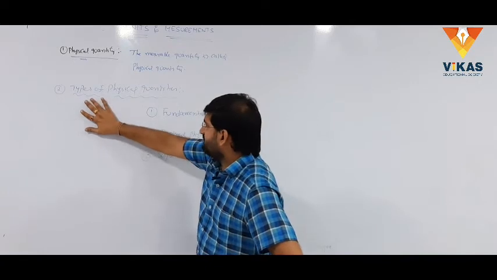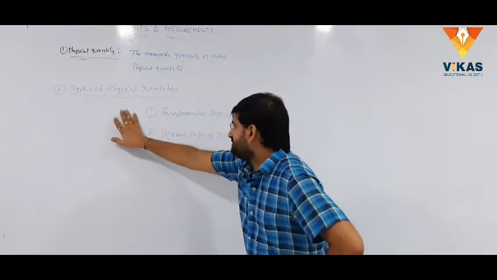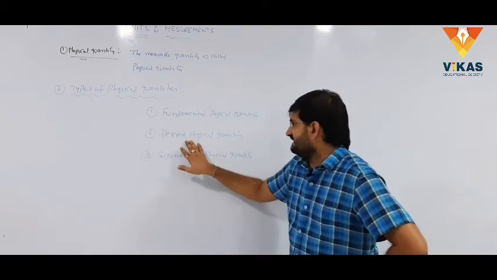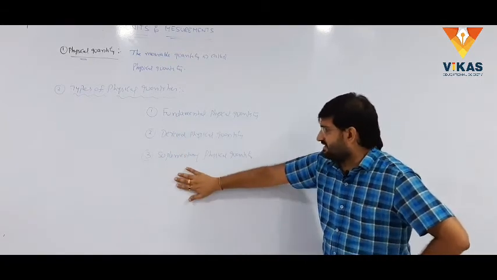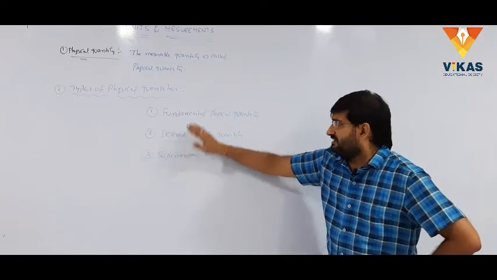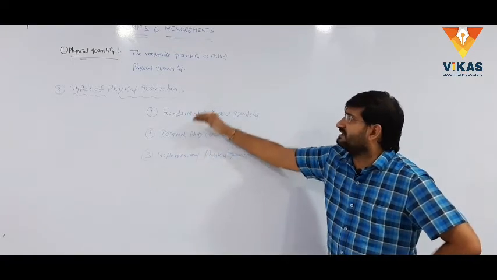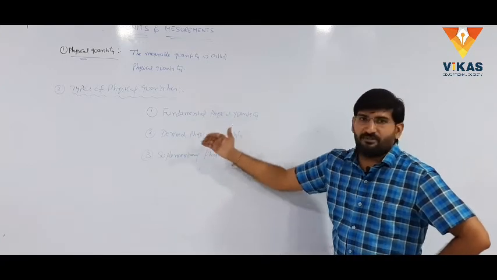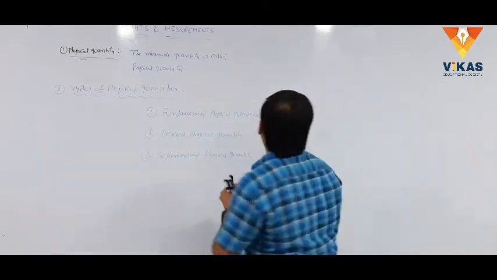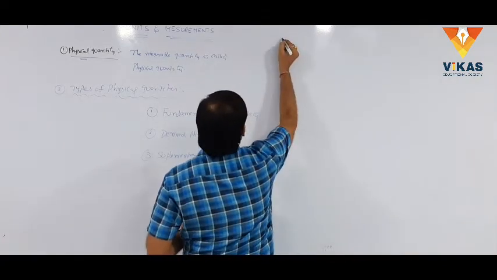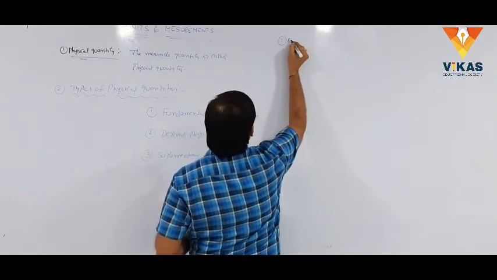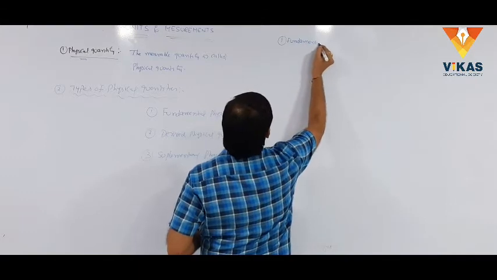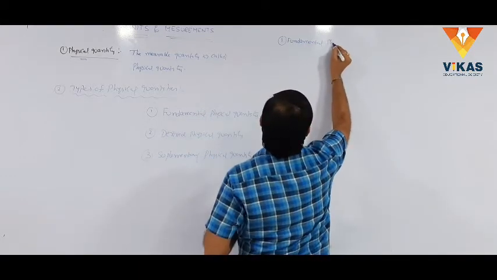Generally, there are types of physical quantities. Three types of physical quantities are available: one is the fundamental physical quantity, second is the derived physical quantity, and third is the supplementary physical quantity. These three physical quantities are discussed in units and measurements. First thing, we observe clearly what is meant by fundamental physical quantity.